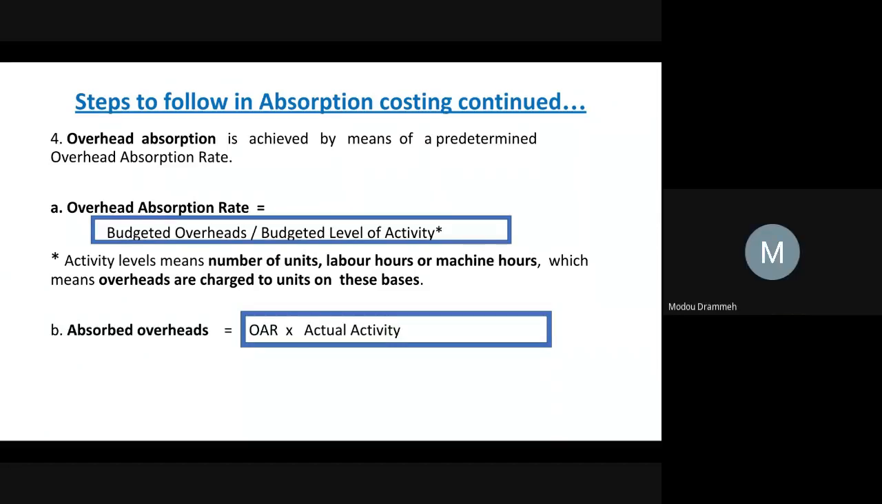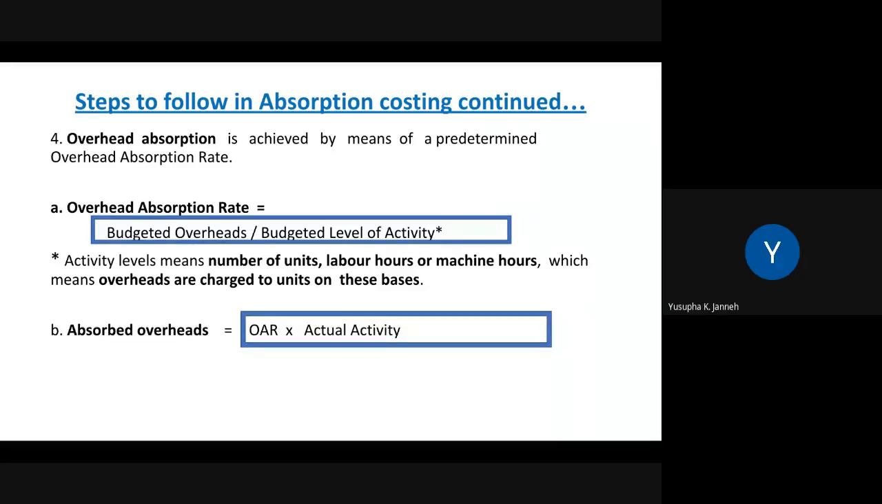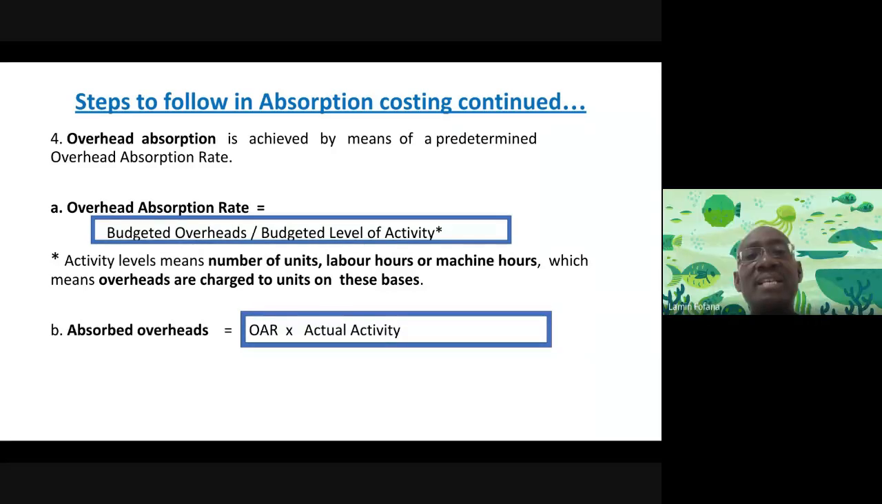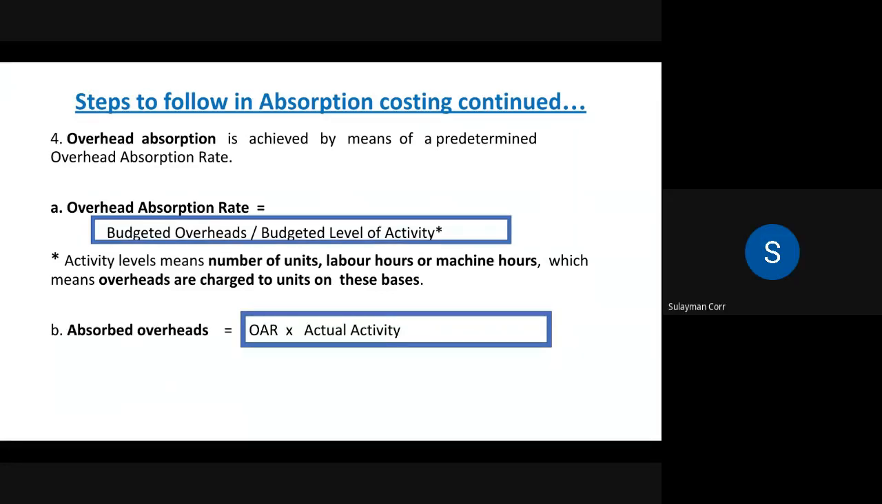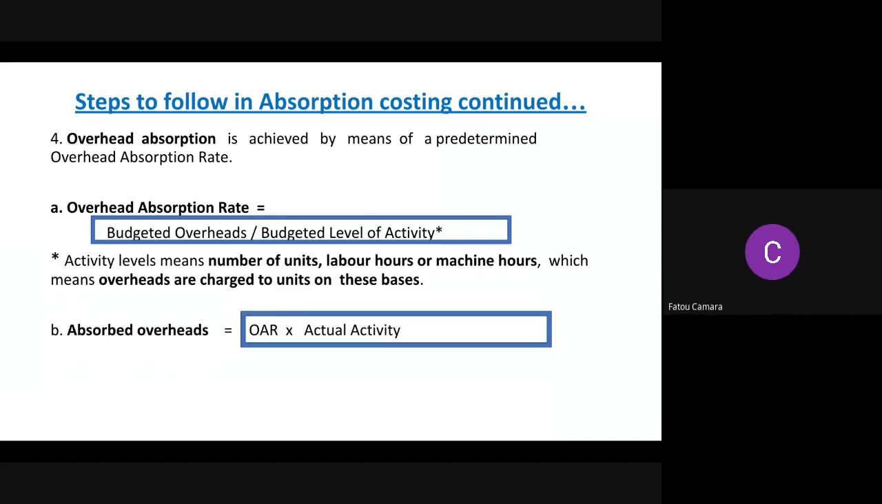So if we're talking about an activity level in a hospital, what are we talking about? Patients. The number of patients, both inpatients and outpatients. Okay, both inpatients and outpatients. If we're talking about the activity level in, let's say, a soap manufacturing organization, what will be their activity level?